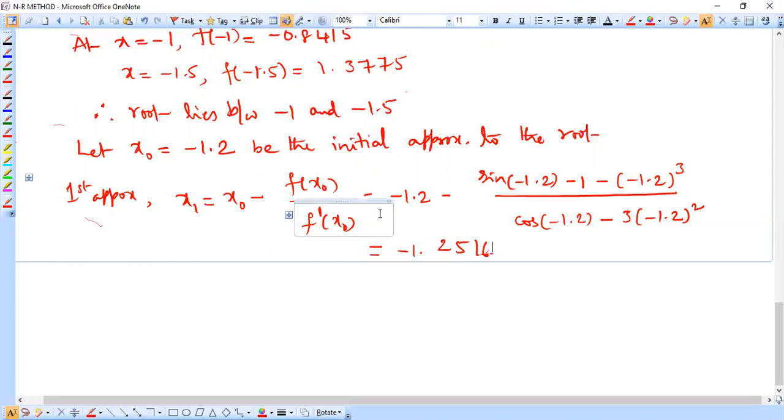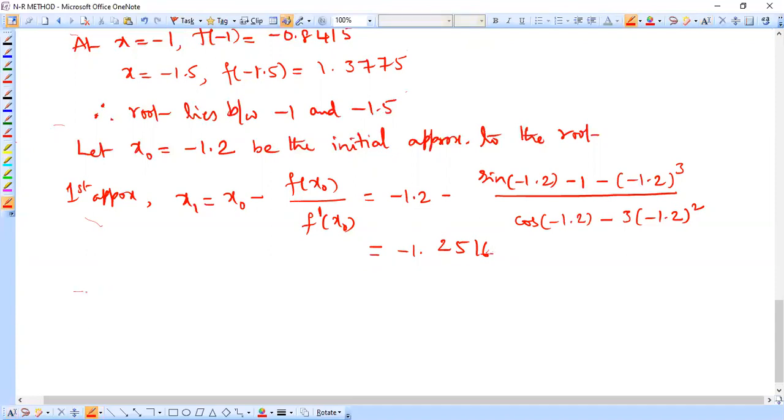Okay, and here x naught is minus 1.2 minus sin x minus 1 minus x cube, that is our given function, divided by cos x minus 3x square, right? Now the answer is minus 1.2516. So this is my first approximation to the root. Now let me move to the second approximation to the root.